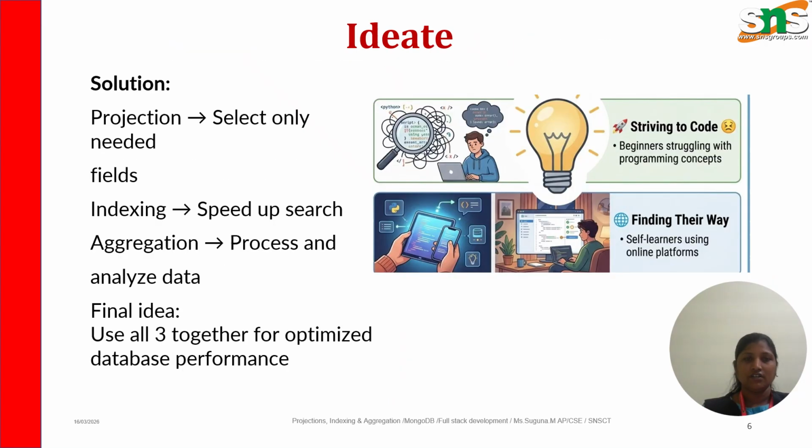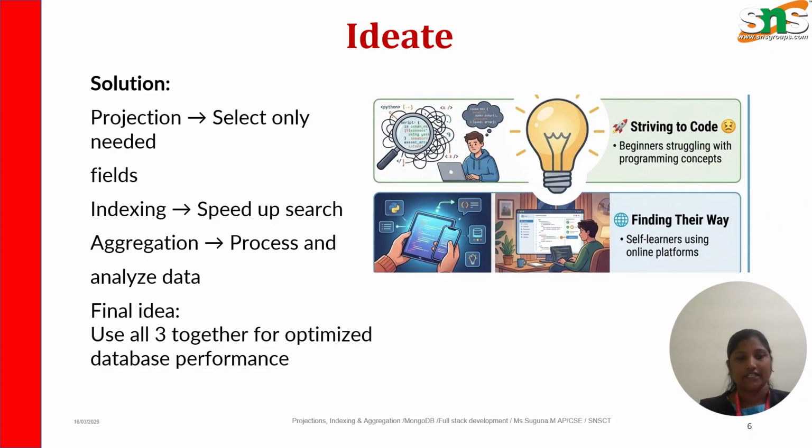So we use three main techniques that we discuss in this ideation part. The first technique is projection. What is projection? This helps us select only the required fields. For example, instead of fetching the entire document, we fetch only the name and price.